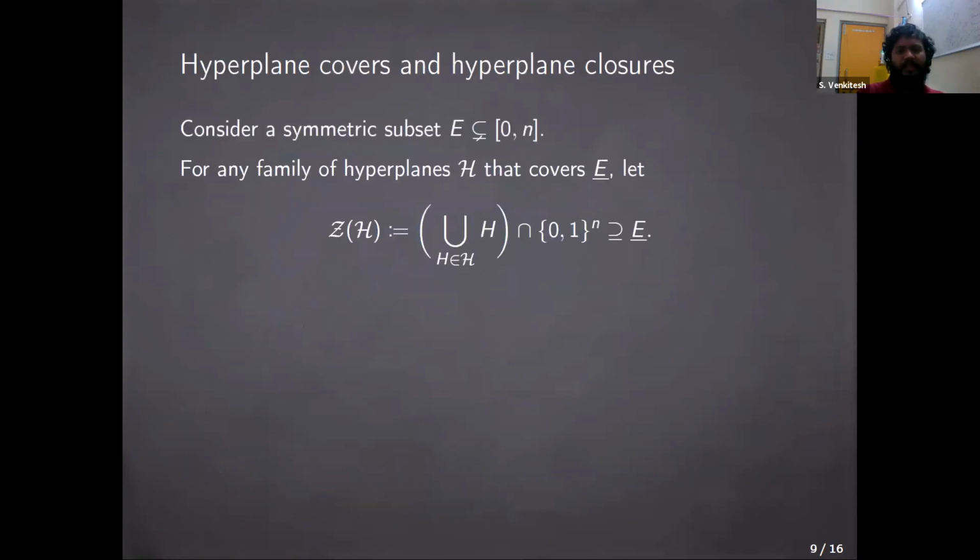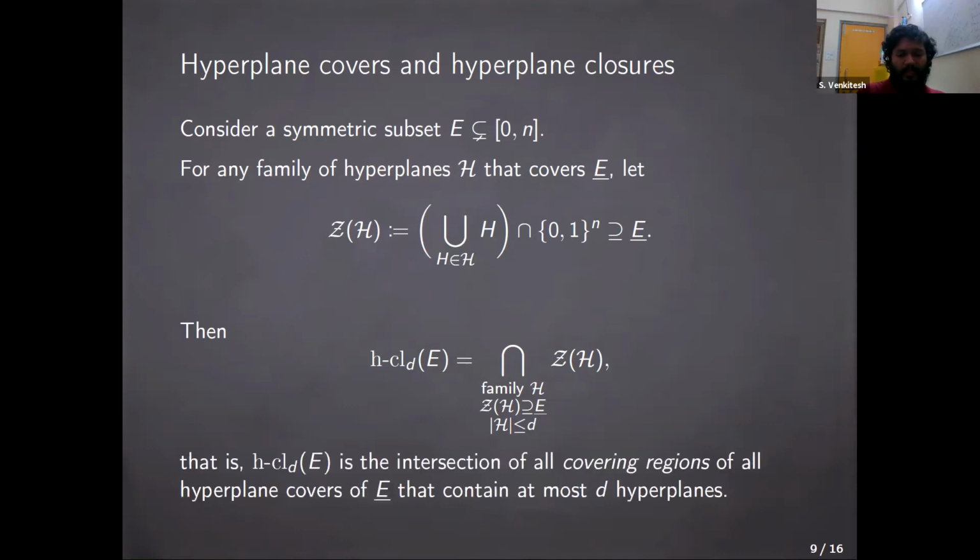So let's start with a symmetric subset, and for a family of hyperplanes H that covers E, Z of H denotes the common zero set. This is the set of all points covered by the hyperplanes. And then the closure essentially can be represented as the intersection over all hyperplane families that cover E with at most d hyperplanes, where the intersection is taken over the common zero sets. So this is the common region that is contained in any hyperplane arrangement with at most d hyperplanes that covers E.